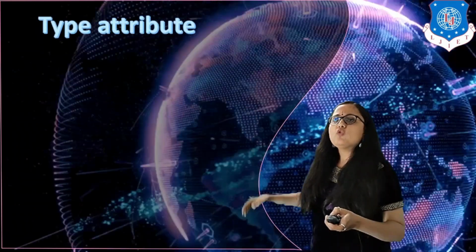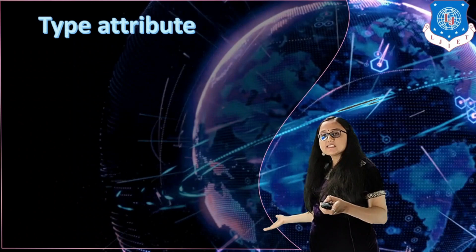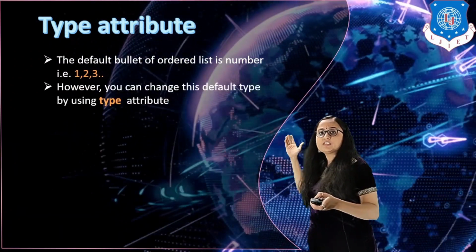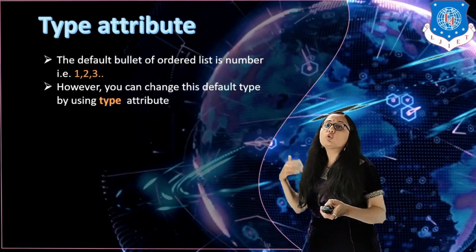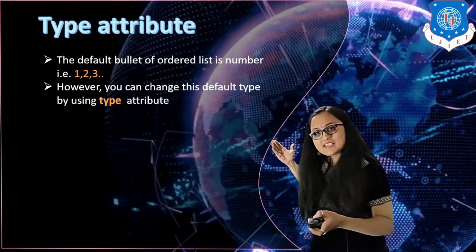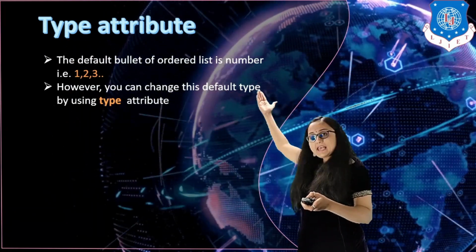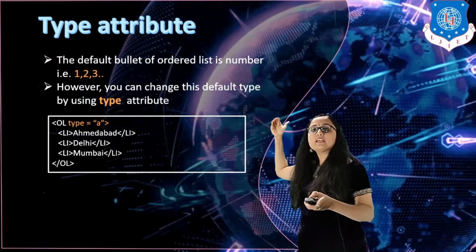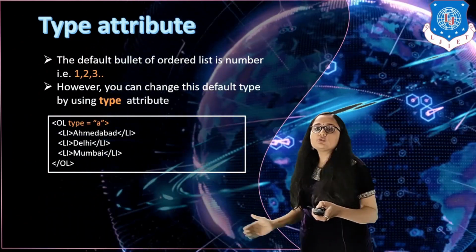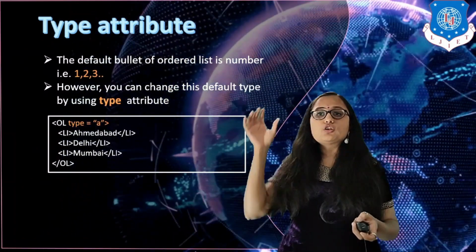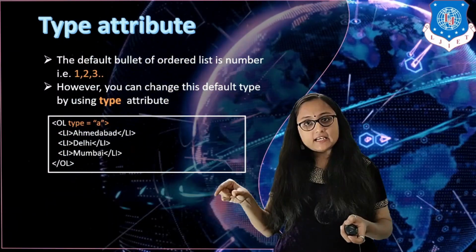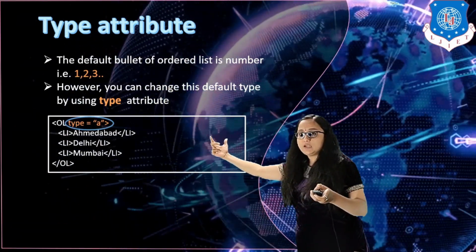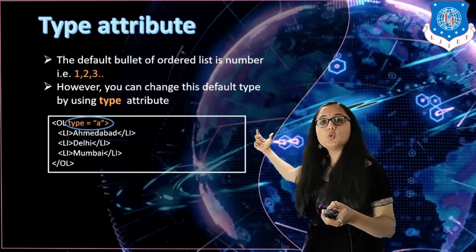Now, what if I don't want a number sequence? What if I want an alphabet, right? If I don't want 1, 2, 3 as a sequence, if I want alphabet or Roman numbers, can I use that particular sequence? Yes. What I have to use is a type attribute, which is an attribute in OL as well as LI. So this type attribute is a common attribute for the parent tag as well as the child tag. So here you can see that inside the parent OL tag, I have used type is equal to A.